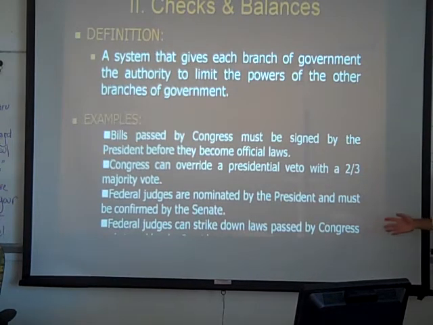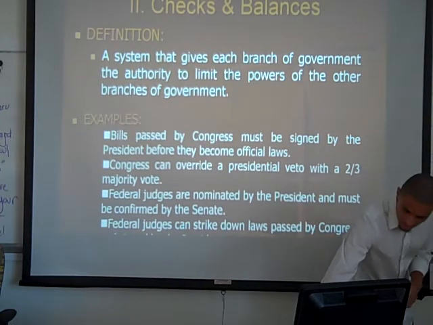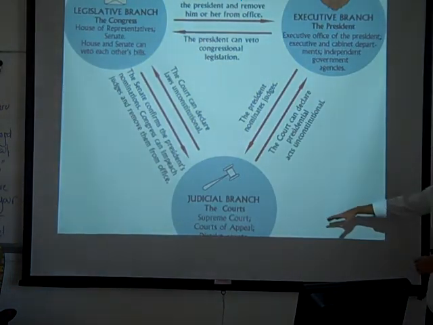We have some examples of it here. The most famous is probably the presidential veto. No bill that Congress passes can become a law unless the president signs it. If the president doesn't like it, he can veto it. If he vetoes it, and then Congress wants to pass it anyway, they can override his veto with a 2/3 majority. The next sheet, this diagram gives a bunch of great examples.